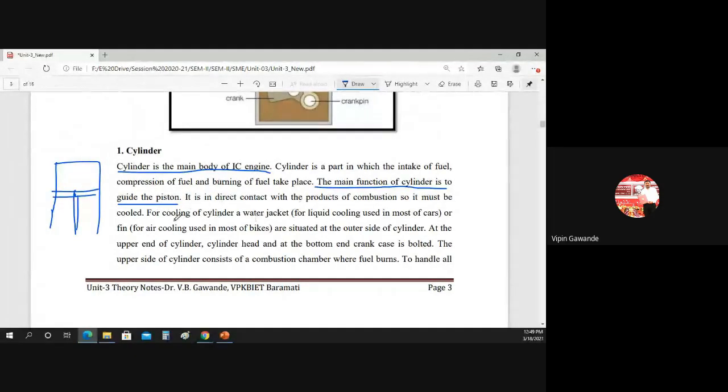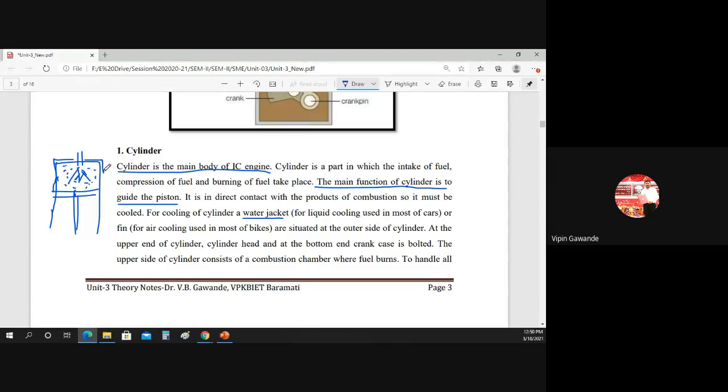Now it is in direct contact with the products of combustion, because everything is happening here, that means the combustion is occurring here from the spark plug. So this is in direct contact with the combustion process. Now, since the combustion is occurring, its temperature is increasing, so we have to cool this cylinder. For cooling this cylinder, there is a jacket around the cylinder, which we call the water jacket.